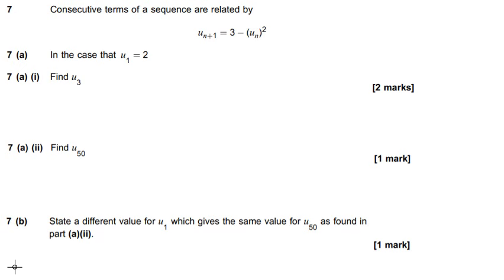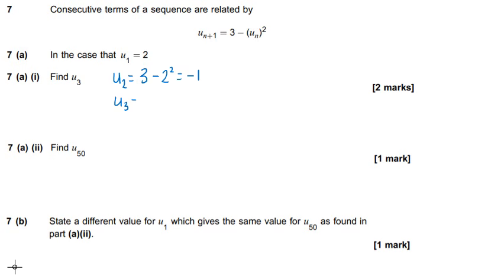What have we got next? We've got a sequence, and we're told that the n plus 1th term in a sequence is equal to 3 minus the nth term squared. We're told that the first term is 2. Find u3. So we just work them out one at a time. So u2, first of all, is going to be 3 minus u1 squared. So 3 minus 2 squared. 3 minus 4 is minus 1.